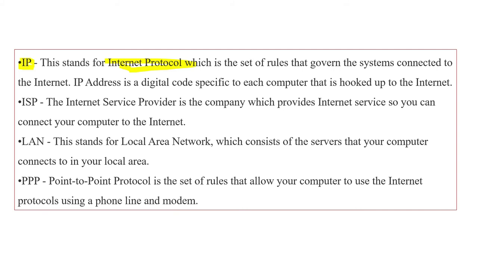It means there is a particular address. If this machine is present on the internet, then this machine can be accessed through a particular address. That address is called the IP address, internet protocol address. It's a digital code specific to each computer that is hooked up to the internet. Any device connected to the internet has an IP address through which it can be recognized that this machine has this IP address. So IP means internet protocol.